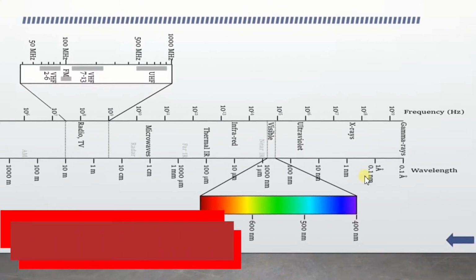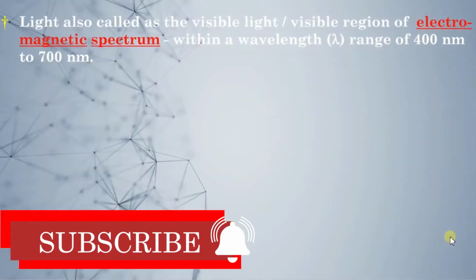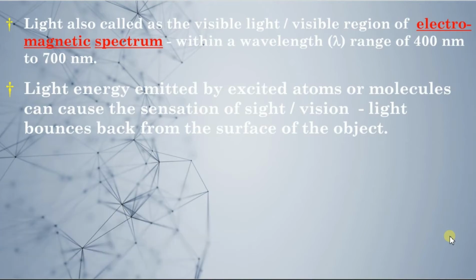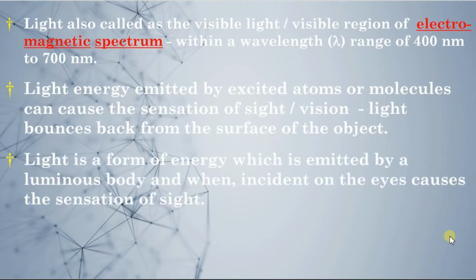Okay, now let's go back to the main theme. Now here we are going to see different ways of representing light. Light energy emitted by excited atoms or molecules can cause a sensation of vision. Light bounces back from the surface of the object. So whatever the object, we are able to see it only due to the reflection of light from those surfaces. Light is a form of energy which is emitted by luminous bodies, and when incident on the eyes, it causes the sensation of light.